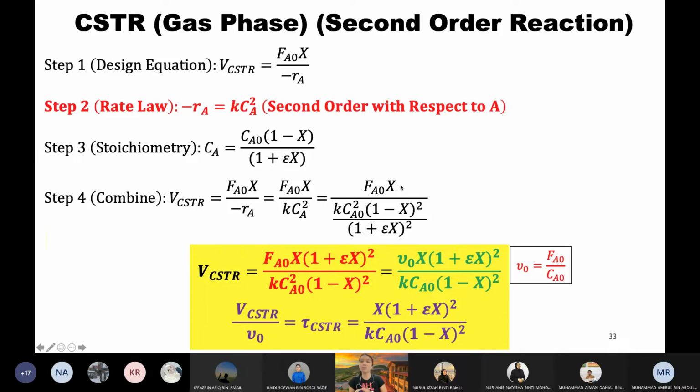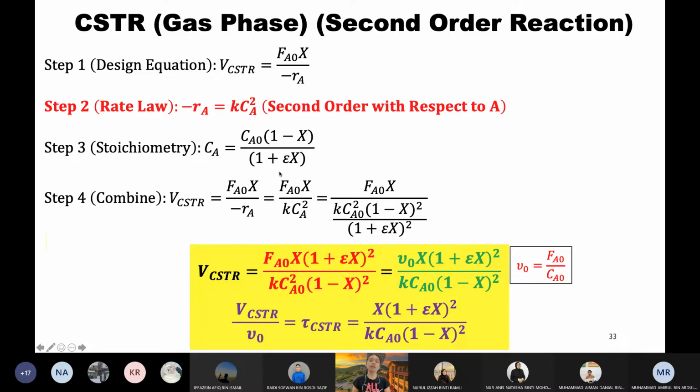Next one is for second order. So second order reaction pun sama, tapi kamu tengok dia jadi lebih kompleks kan sebab dah second order. So tadi Ca equals to Ca0 in bracket 1 minus X per 1 plus epsilon X. Tapi sekarang kan dah menjadi K Ca square, second order with respect to A. So Ca square akan jadi Ca0 square in bracket 1 minus X square, in bracket lagi 1 plus epsilon X square.